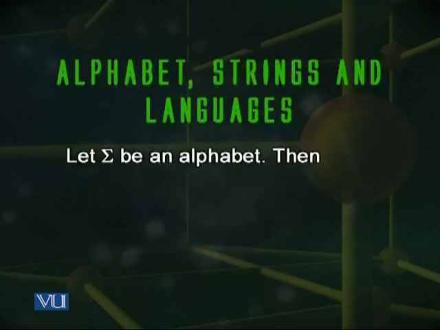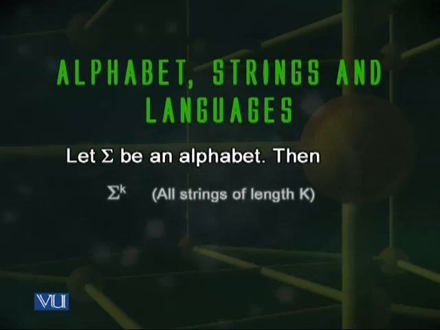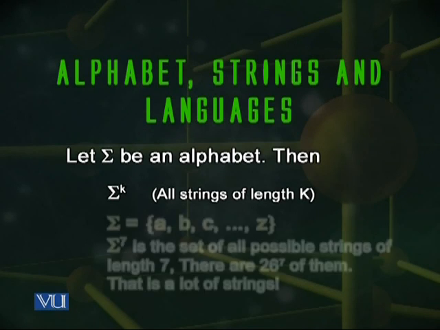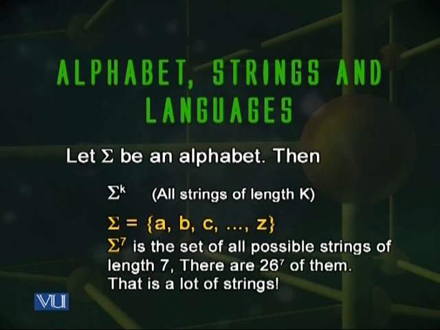Let us take an alphabet sigma. Then sigma to the K is going to be the set of all strings of length K over this alphabet. So for example, if sigma is equal to A, B, C, D up to Z, namely the English characters, then sigma to the 7 is the set of all possible strings of length 7 I can make out of these characters or out of these symbols.